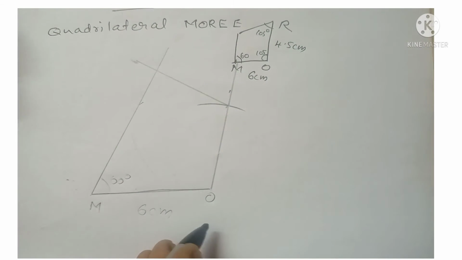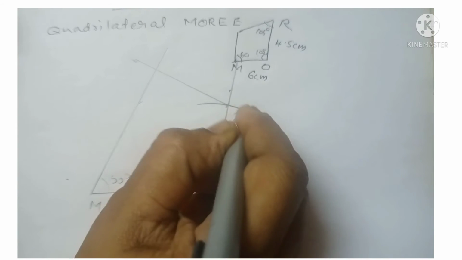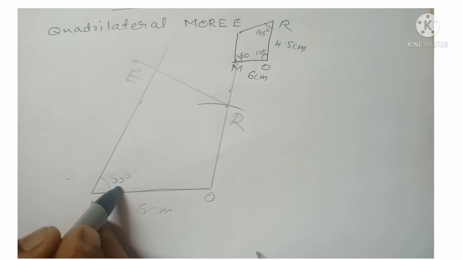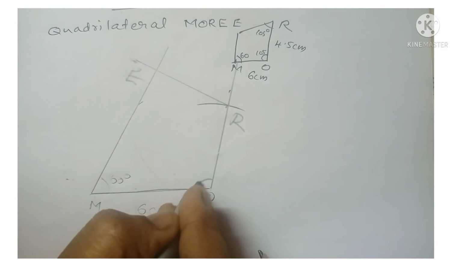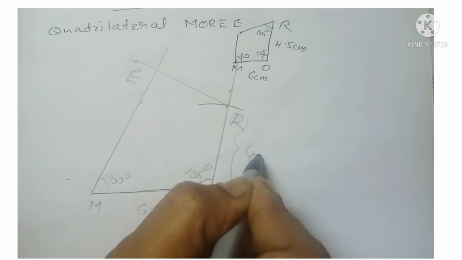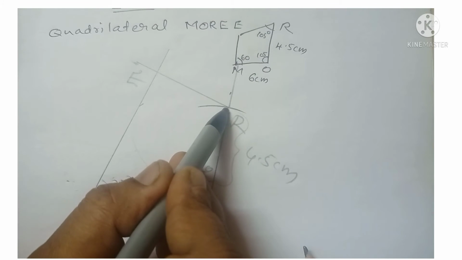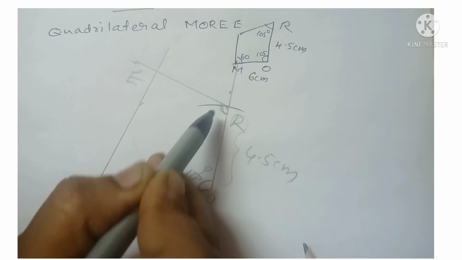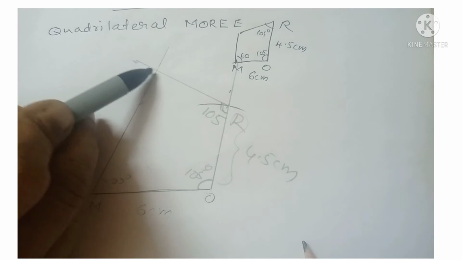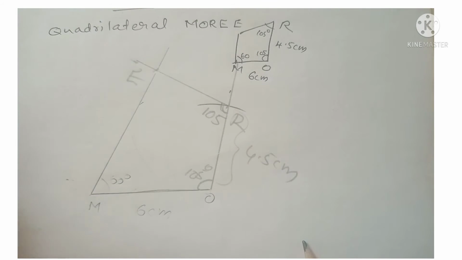Then we got the quadrilateral MORE. First we draw line segment MO with the measure 6 cm. Then from M take 60 degrees. Then draw a line. And from O we want to take 105 degrees. From this we want to measure 4.5 cm. Then draw the arc. Then mark the point. Then here we want to measure 105. Then draw the line. Those two line segments join at a point. That is the point E. That means we got the quadrilateral MORE.